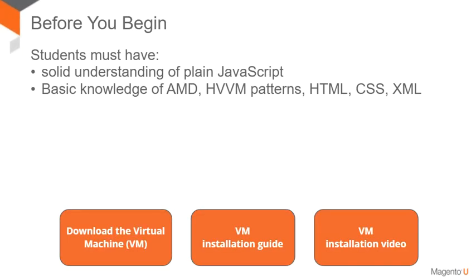Before you begin this course, ensure you have a solid understanding of plain JavaScript and basic knowledge of AMD, MVVM patterns, HTML, CSS, and XML. This course is organized into units containing sections and lessons. This course introduces developers to the Magento 2 JavaScript platform and associated development techniques.